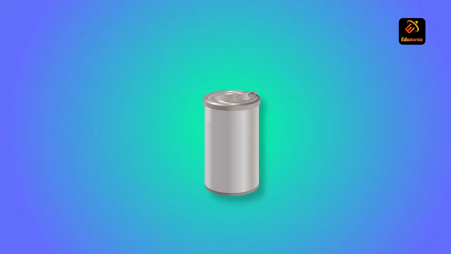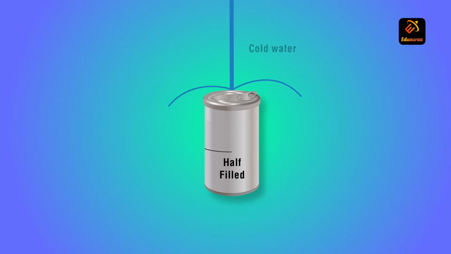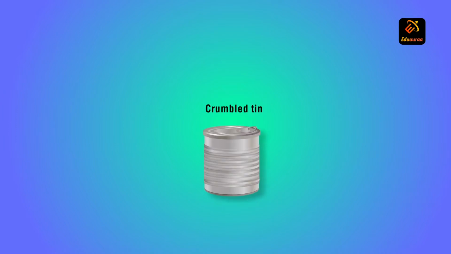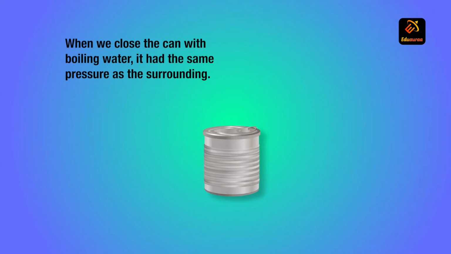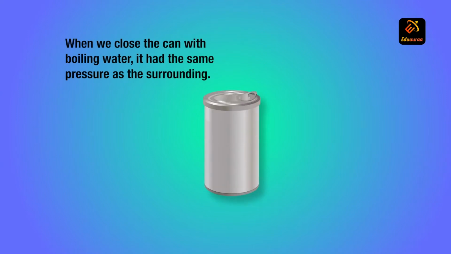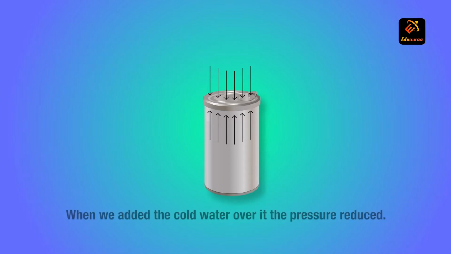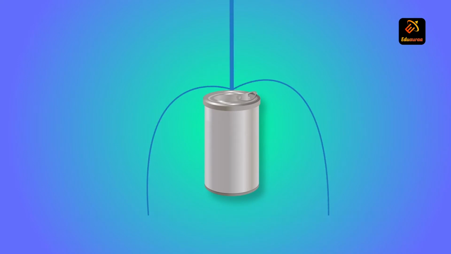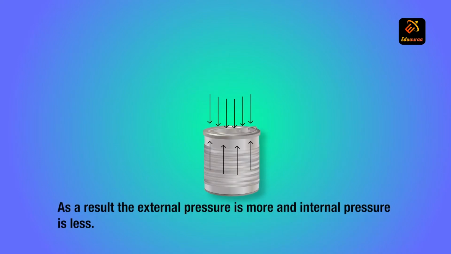If we take a tin or a can half filled with boiling water, close it and put cold water over it, what we will observe is that it will crumble the tin or the can. Now why is it happening so? When we close the can with boiling water inside it, it had the same pressure as that of the surrounding. When we added the cold water over it, the pressure reduced. As a result, the external pressure is more and internal pressure is less.